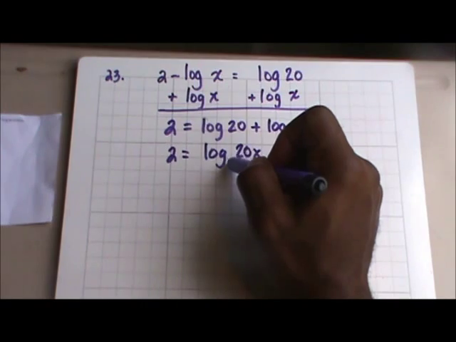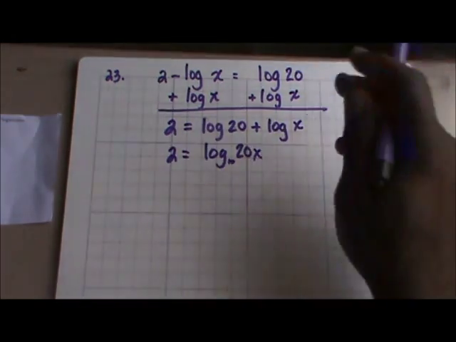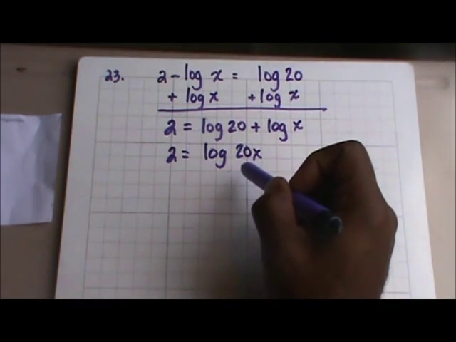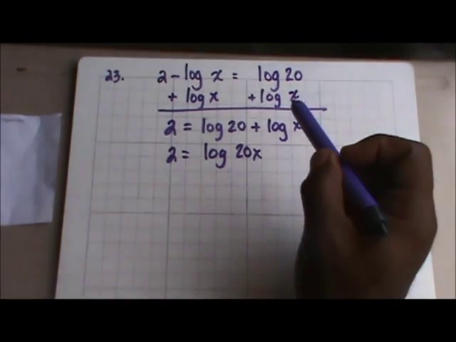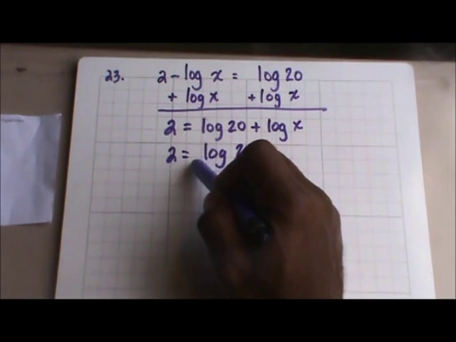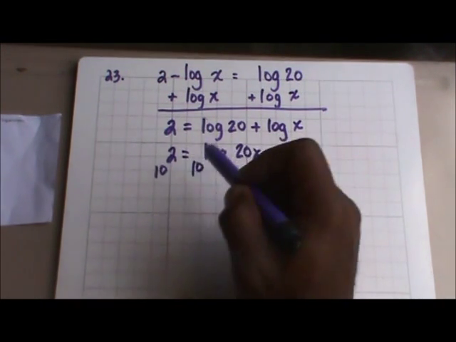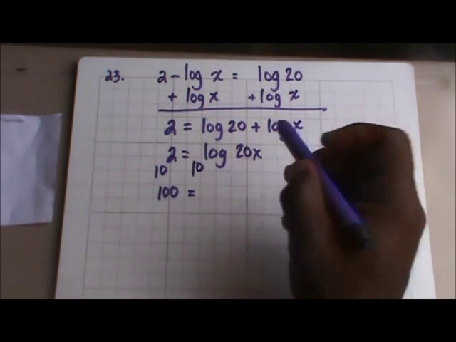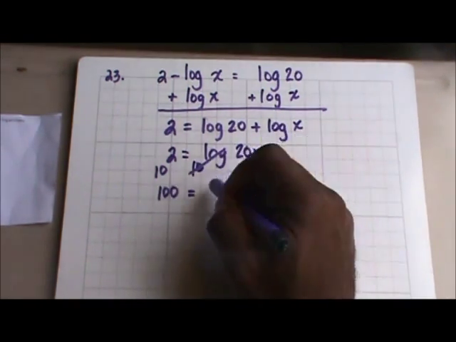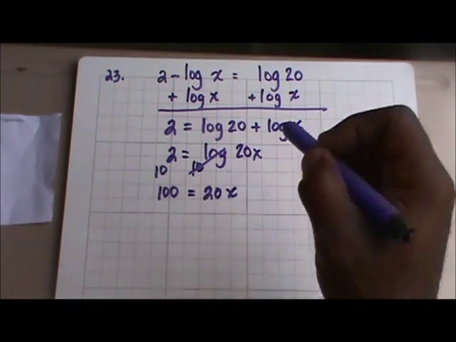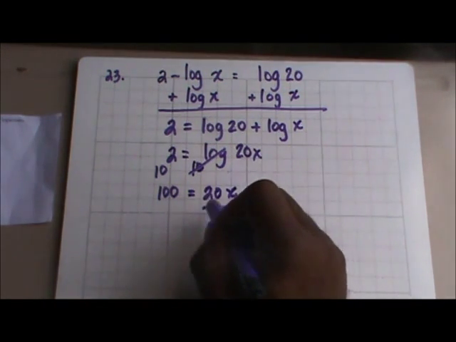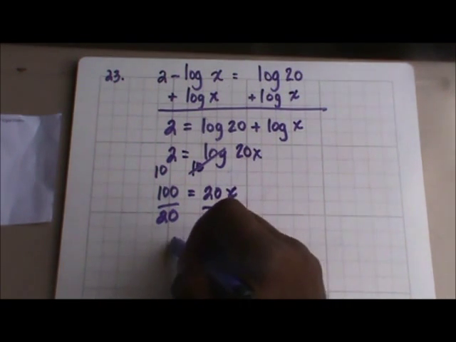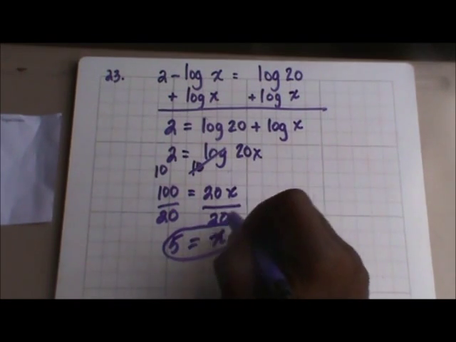And there's a base 10 here. Got to remember that that's base 10. From here I want to raise to a 10. 10 squared is equal to 100. This cancels. We have 20x. Divide both sides by 20, and x is equal to 5. And we are done.